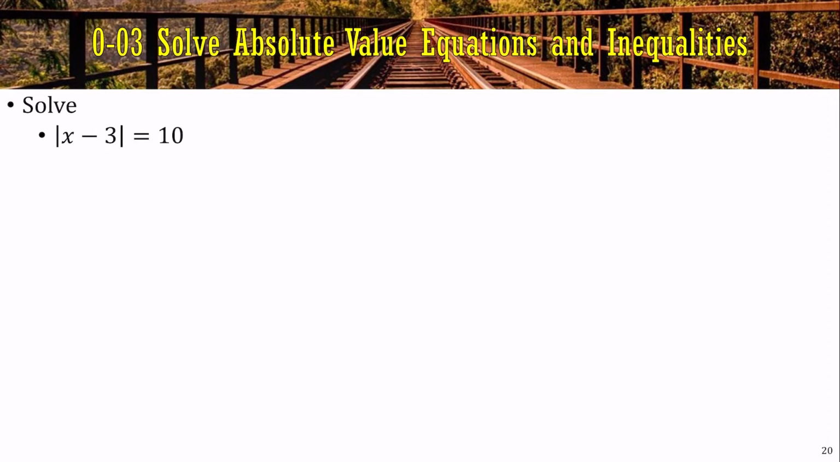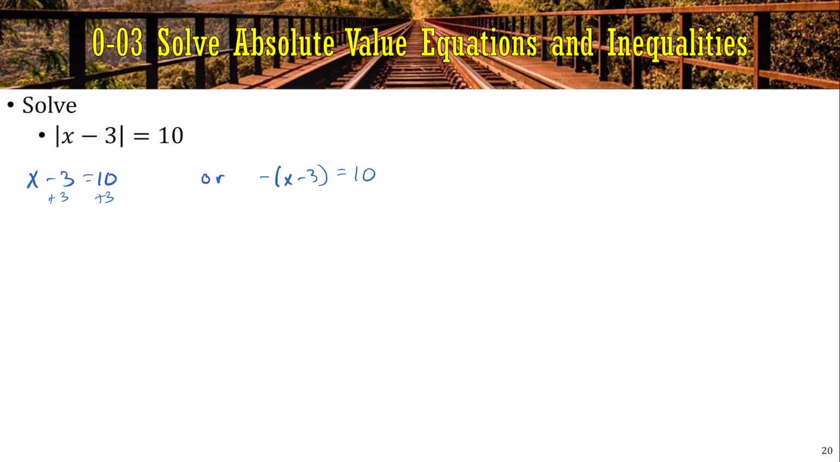All right, so let's try solving the absolute value of x minus 3 equals 10. All right, so our first one, the x minus 3 is positive. Our other equation, the x minus 3 is negative. I know this is probably different than how you learned it in elementary school or even Algebra 1, but in the end, this makes the most sense.